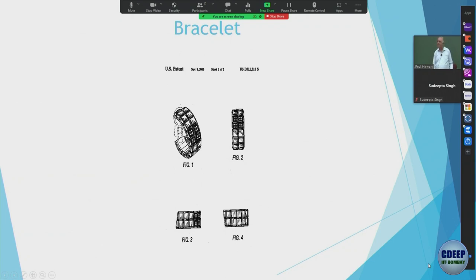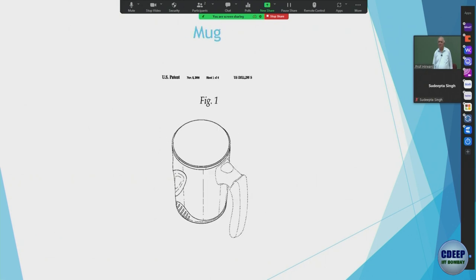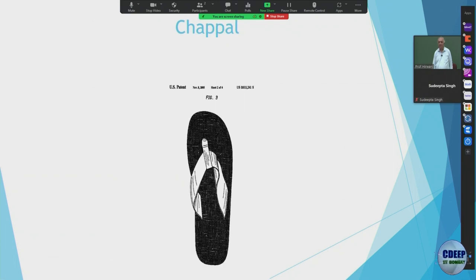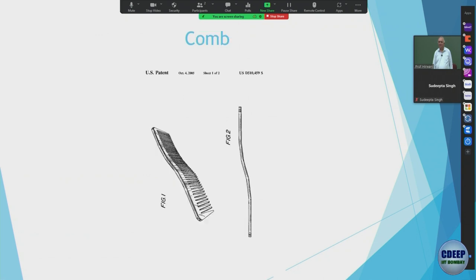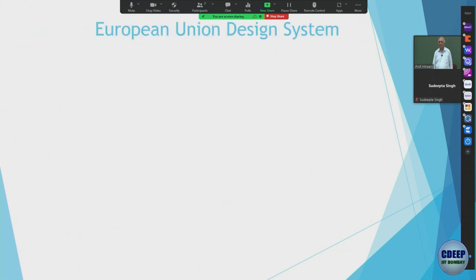Bracelet, jewelry design is again widely protected. Bottles, all these FMCG products, shampoo bottles, cosmetics, hair oils, everything. Mug, chair, furniture design again widely protected. Chappal, again one of the footwear cases I will give you. Comb, bag. So, all kinds of things can be protected.